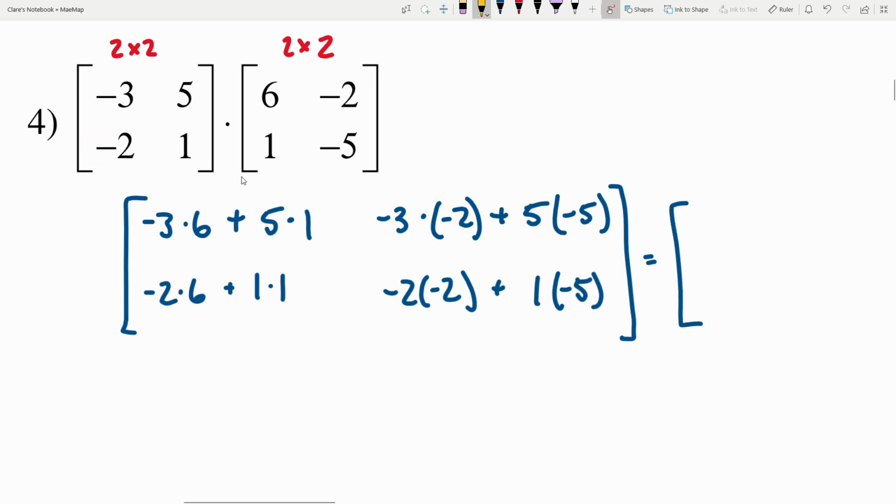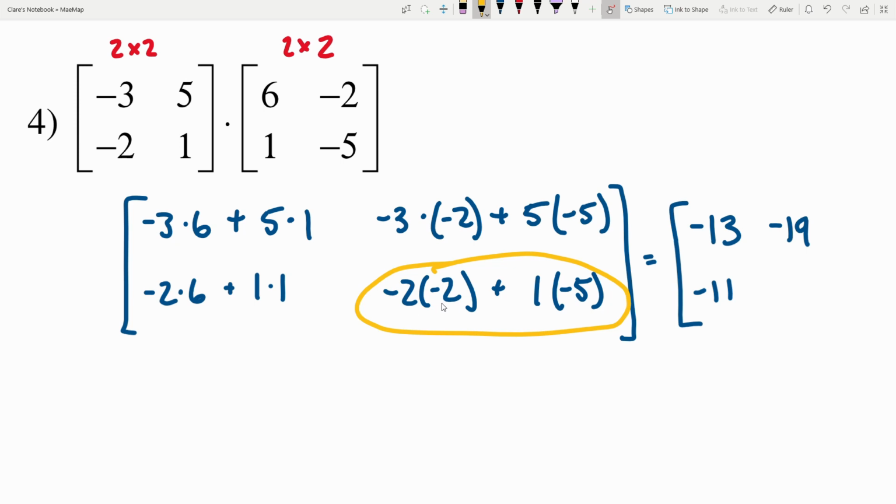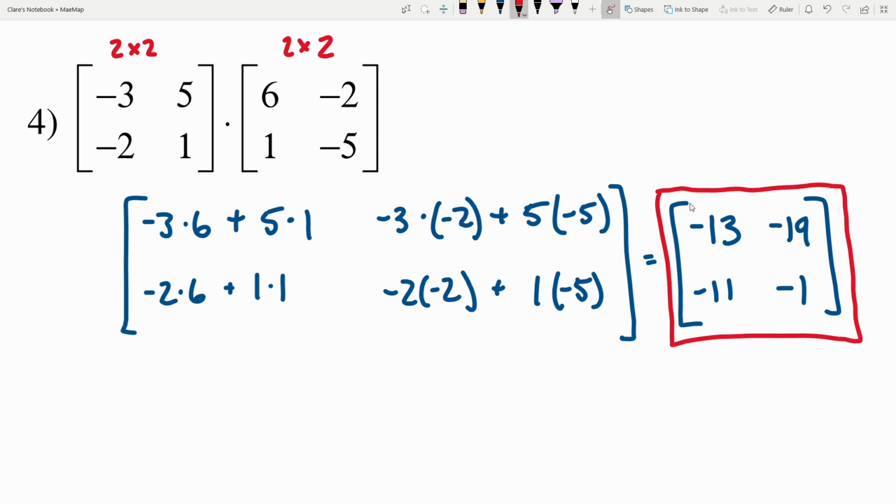Now to simplifying. Negative 3 times 6 plus 5 times 1 is negative 18 plus 5, which is negative 13. Next, I have negative 6 times negative 2 plus 5 times negative 5, which is 6 plus negative 25, which is negative 19. Then I have negative 2 times 6 plus 1 times 1, which is negative 12 plus 1, negative 11. And lastly, for the row 2, column 2 entry, I have negative 2 times negative 2, which is a positive 4, plus 1 times negative 5, which is a negative 5. So 4 plus negative 5 is negative 1. So my solution in number 4: negative 13, negative 19, negative 11, negative 1.